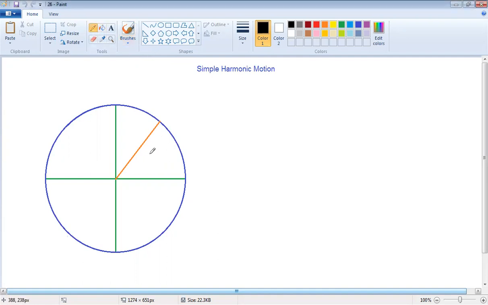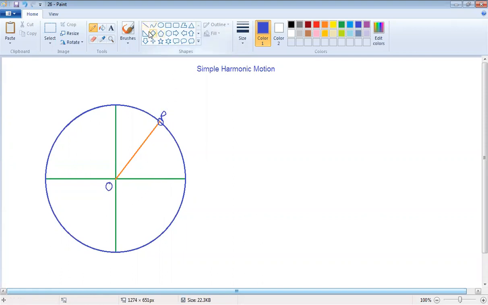How? See, suppose a point P is moving on a circle, starting from this position, and it is rotating like this. This point is moving on the circle around the center O.